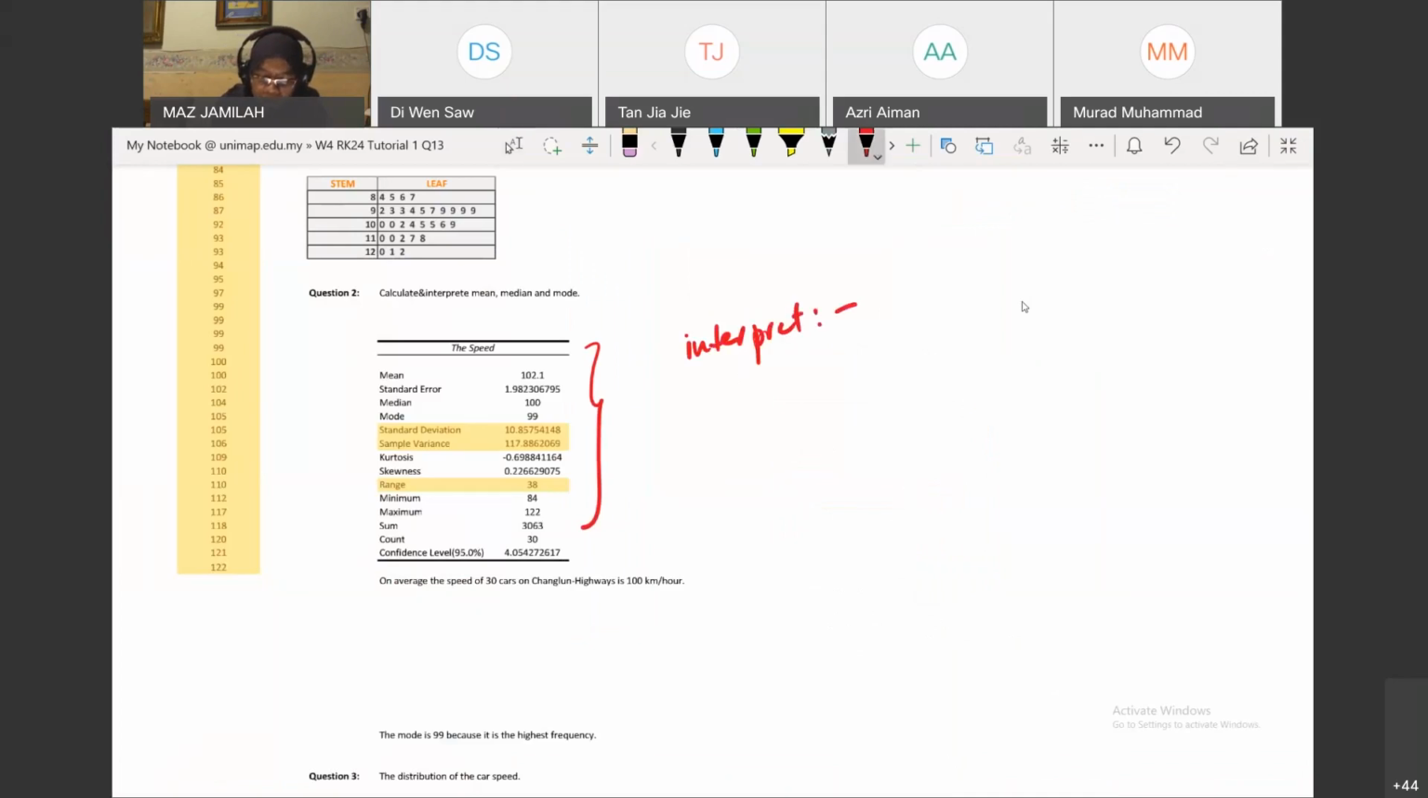The first one is your mean. How should we interpret the mean for this particular data? What data are we talking about, class? Can someone tell me what the data is all about?